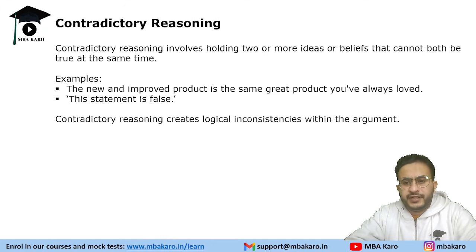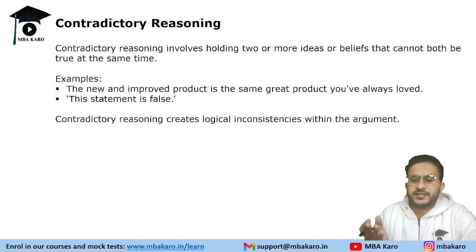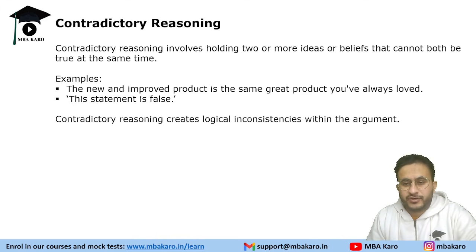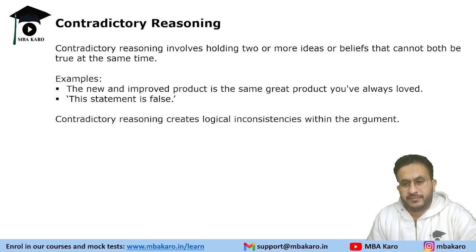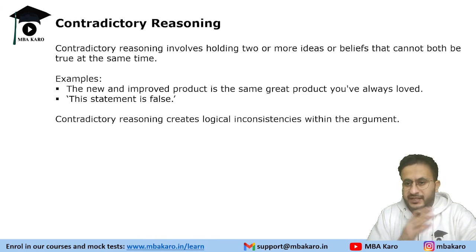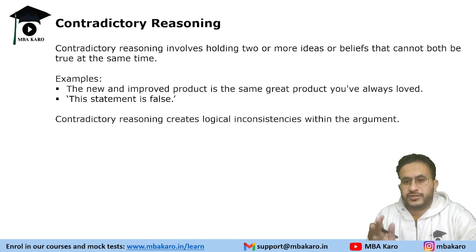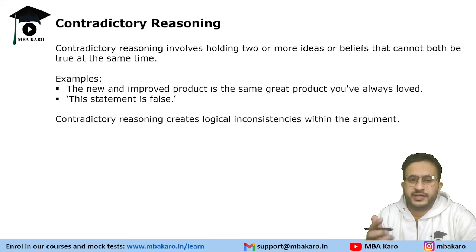Then we have contradictory reasoning. You must have seen these kinds of things in binary logic also. Contradictory reasoning involves two or more ideas that cannot be true at the same time. It has to be either true or false. So whenever you solve those binary logic based questions, you pick up contradictory statements.